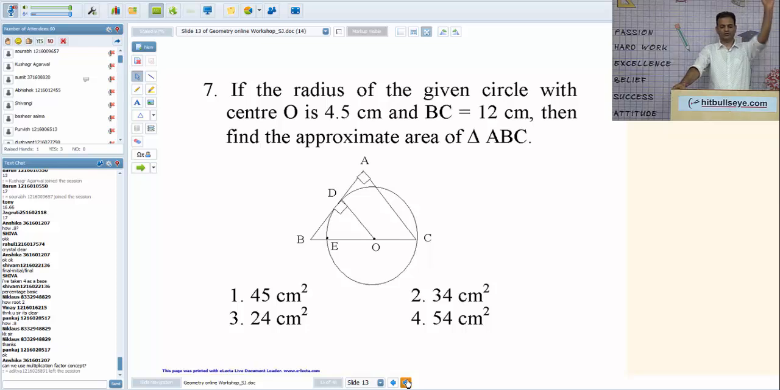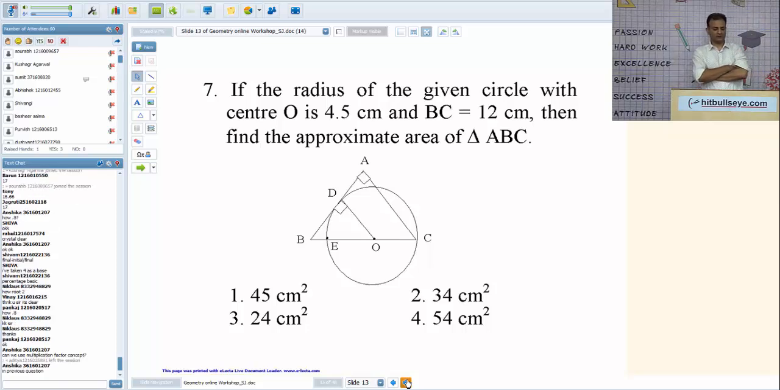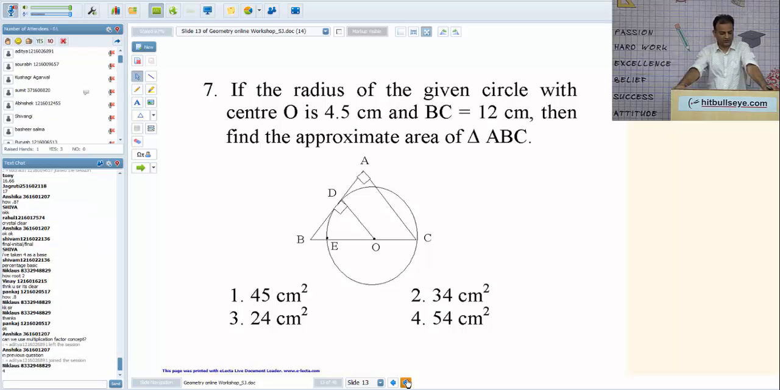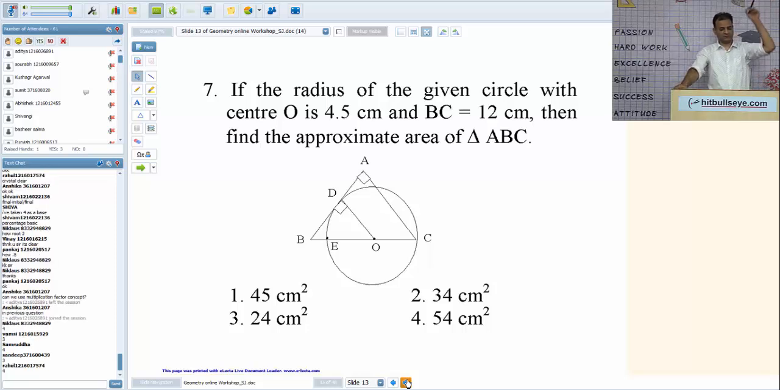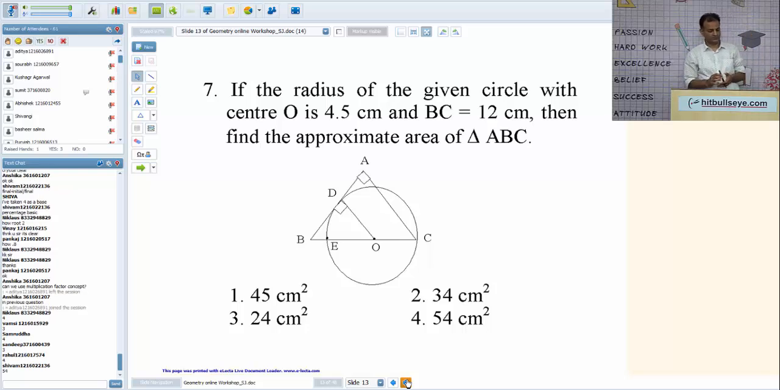Anshika, solve this. If the radius of the given, Anshika, do the present question. The previous question we have explained. Now time is running out and we have to do a lot of questions. Nicholas has come with answer 4th option, 54. Let's see. Vamsi has come with answer 3rd option, 24, 54. Now we should see more answers also.